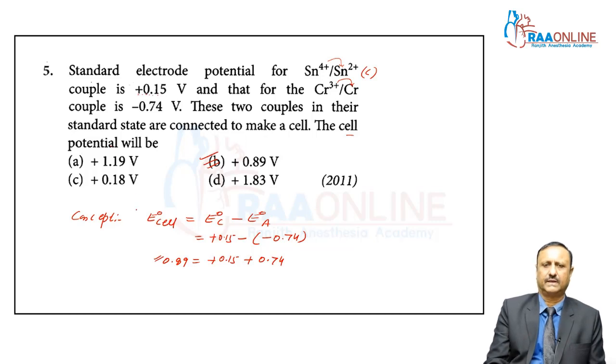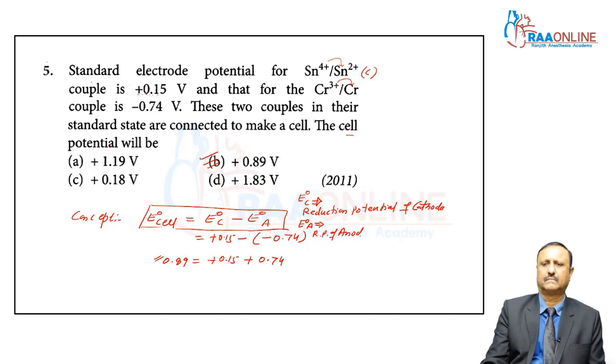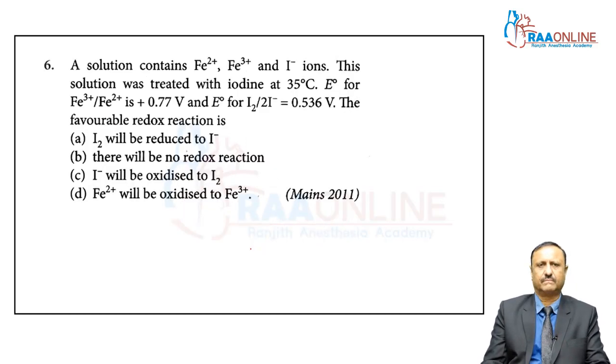Here, my dear students, you should learn the formula: E naught cell equals E naught C minus E naught A. Here E naught C is the reduction potential of the cathode, and E naught A is the reduction potential of the anode. So, my dear students, you can write E naught cell is equal to E naught C minus E naught A. Now, we can see question number 6.